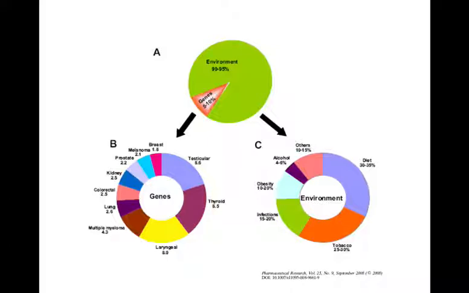How much of cancer is due to the environment? This is kind of an old review, I apologize, 2008. But it just has this easy to understand graphic, which is a pie graph, saying that 90 to 95% of cancers are estimated to be initially triggered by environmental exposure, whereas only 5 to 10% of cancers are exclusively genetic.